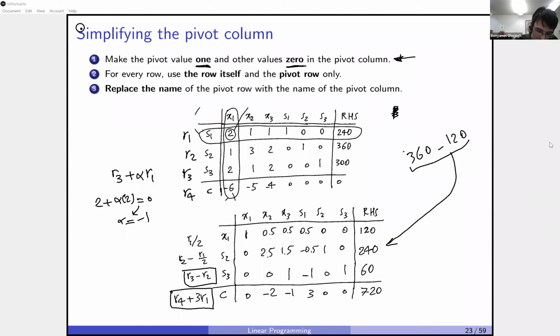Another thing that you should also note is that whenever you are doing this, so you calculate the pivot column and pivot row, you replace the label. So it has some label, right? You replace the label of pivot row by the label of pivot column. So here, as you see, I replaced S1 with X1 because the label of this pivot column was X1. So this is also an important thing which you shouldn't forget.